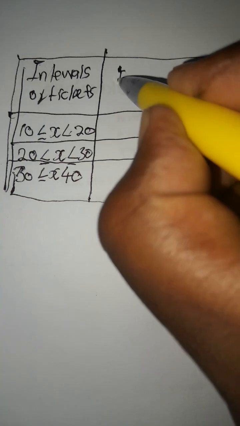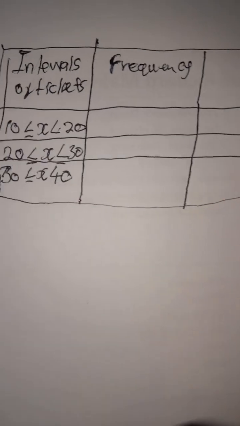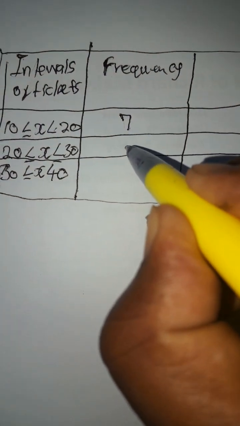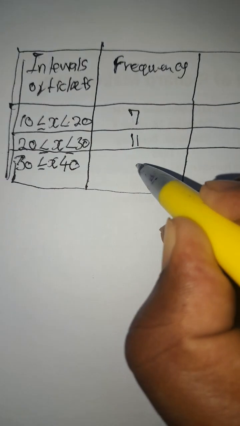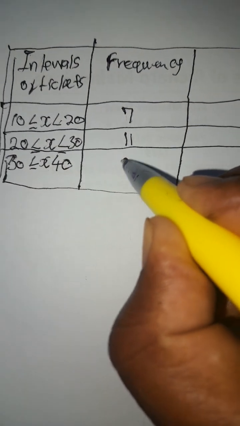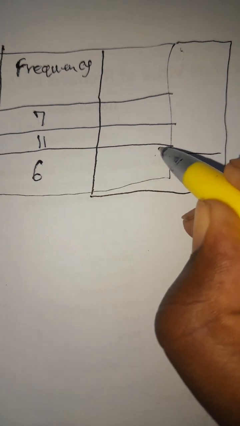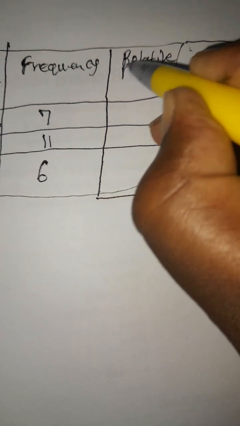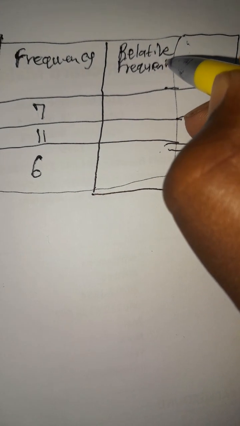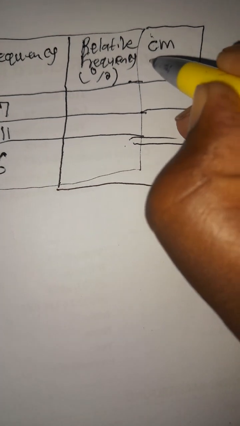Okay, so we have frequency. Remember, those that range from 10 to 20, we said it's 7. Those from 20 to 30, we said it's 11. Those from 30 to 40, we said it's 6. Then the table is huge. We also have relative frequency here, but they said in percentage, so let me put the percentage symbol. Then we also have cumulative frequency, which must also be in percentage.